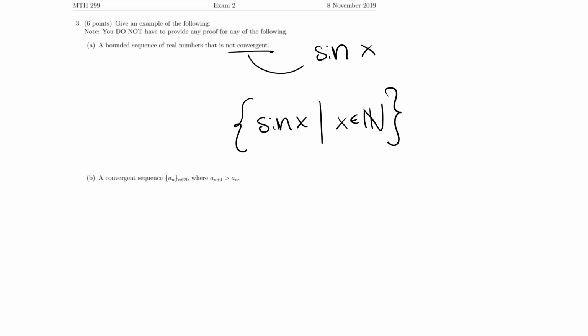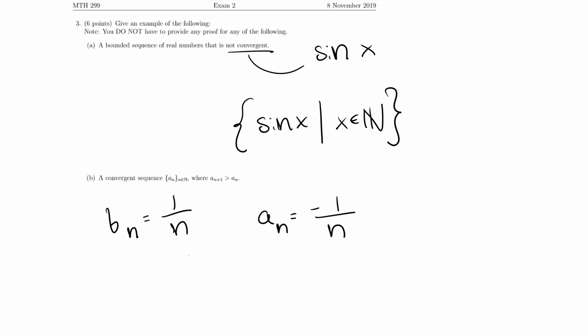So something I really like thinking about that's convergent is, say, maybe I'll call it b sub n. A convergent sequence I like to think about is 1 over n. That's fairly simple for me to understand, and it converges to 0. So b sub n is actually bigger than b sub n plus 1. So what if I said that a sub n was the negative of this?